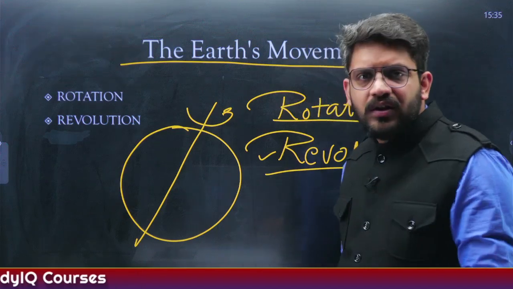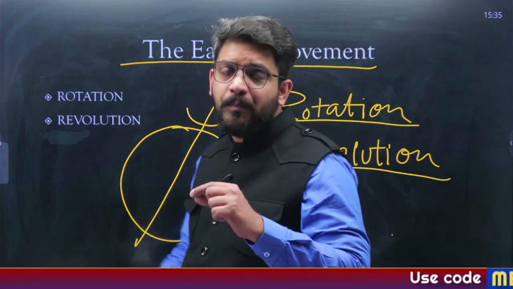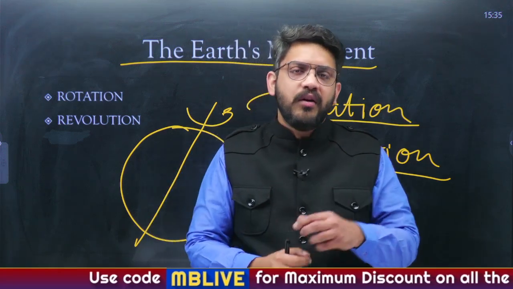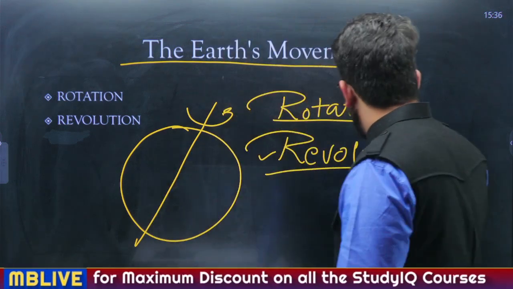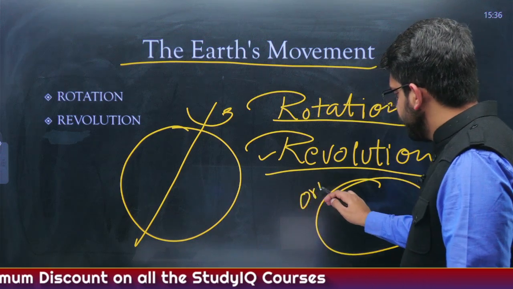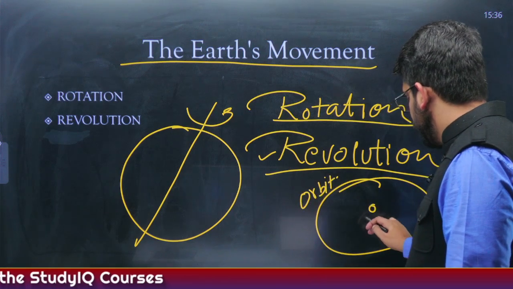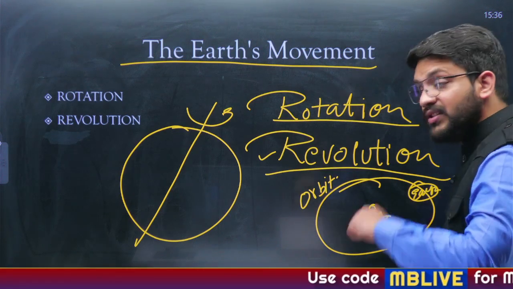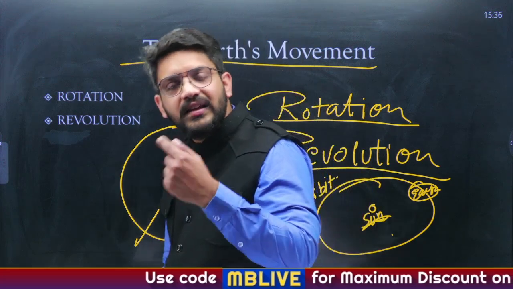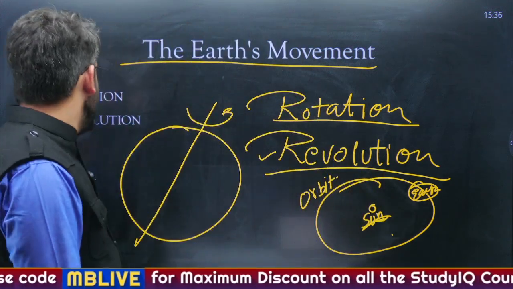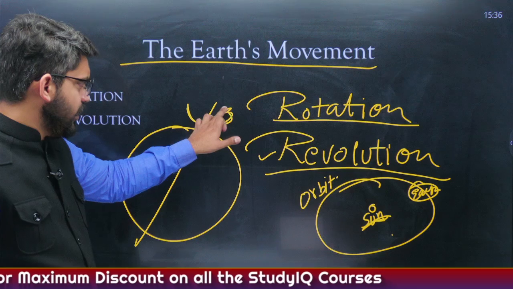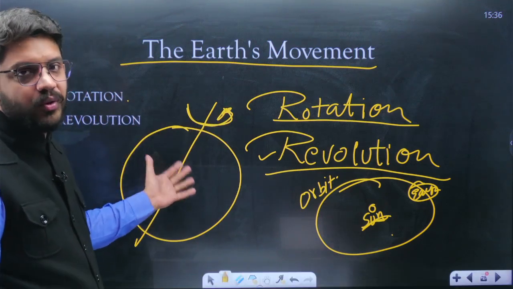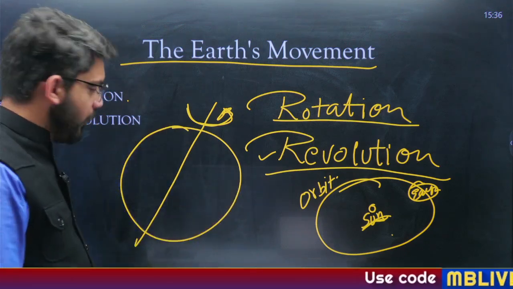Another one is revolution. When a body is revolving around another body, that motion is known as revolution motion. Here, this is the orbit of Earth. Here you will have the Sun, and here you will find Earth. Earth is revolving around the Sun. This type of motion is known as revolution, and when it is rotating around its axis, it is known as rotation. Now, what happens due to this rotation and what happens due to this revolution?